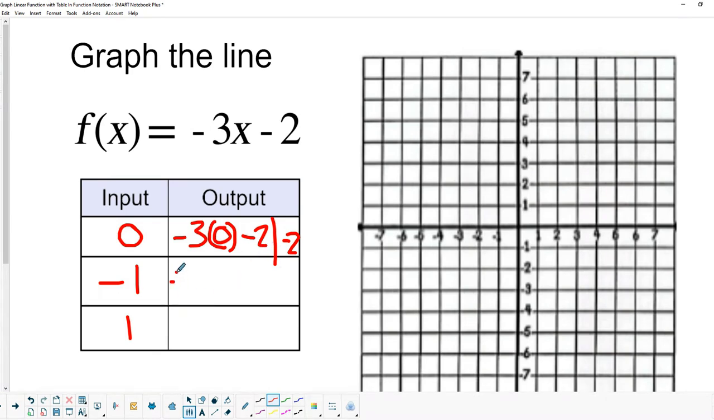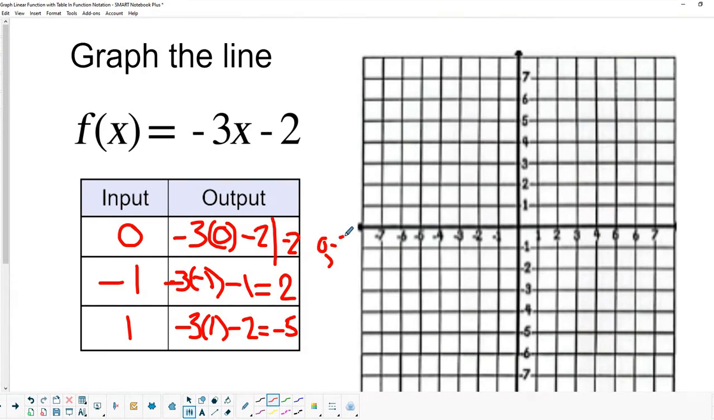How about negative 3 times negative 1 and then minus 2? Well, negative 3 times negative 1 is 3. 3 minus 1 equals 2. Well, what if we put in the number 1? Negative 3 times the number 1, and then we're going to subtract 2. So negative 3 times 1 is negative 3. Negative 3 minus 2 is negative 5. And so there we go. We've got our ordered pairs.